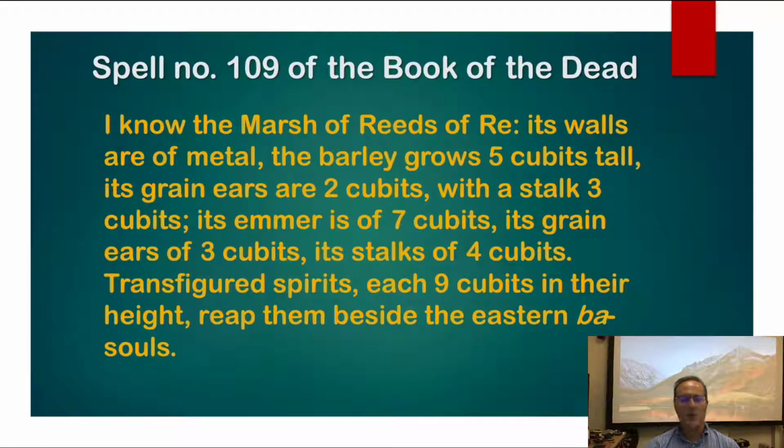Spell number 109 mentions things like, in the Marsh of Reeds, the walls are made of metal. The barley grows 5 cubits tall. The grain ears are 2 cubits tall. There are transfigured spirits there. Each of them are 9 cubits high. So this is a place full of enormous plants and strange creatures, bountiful harvests.